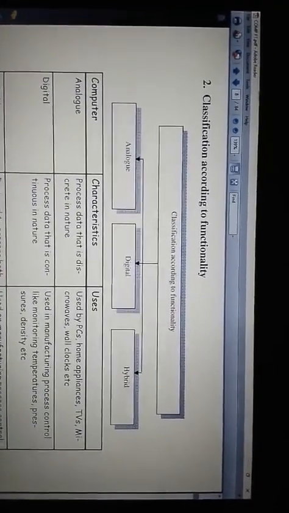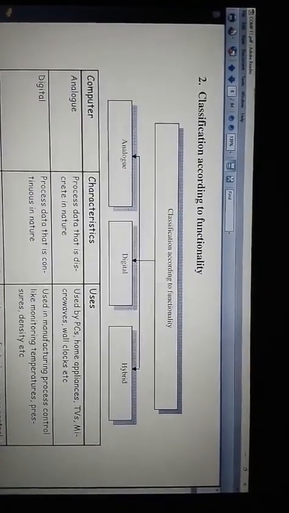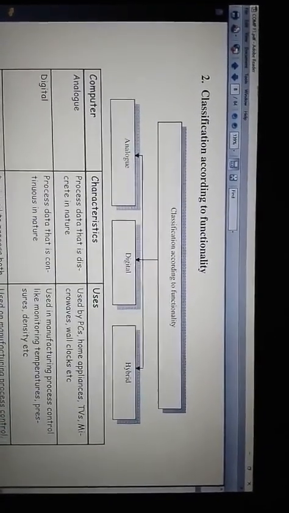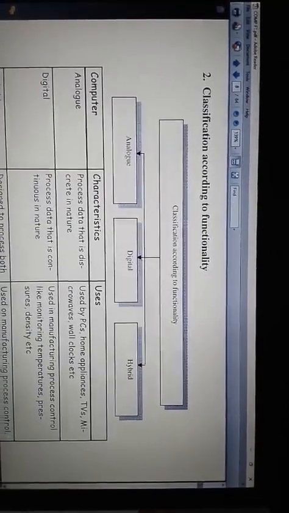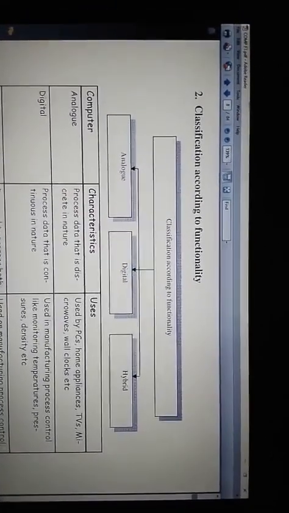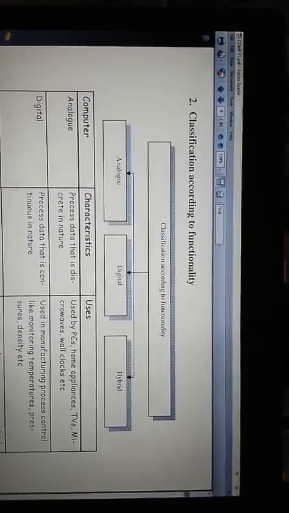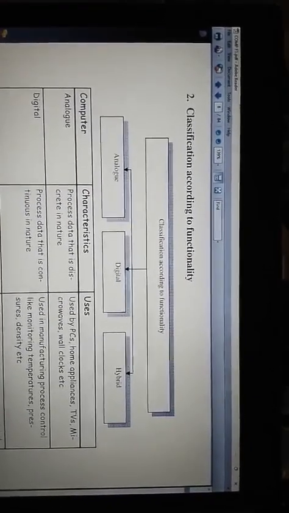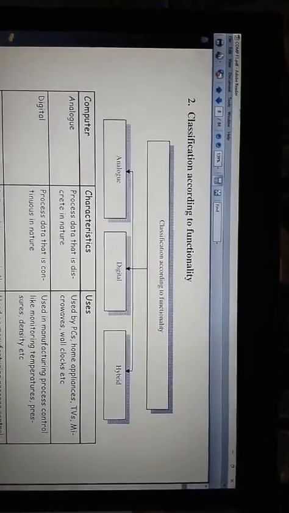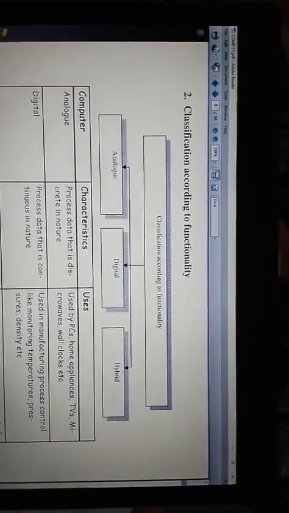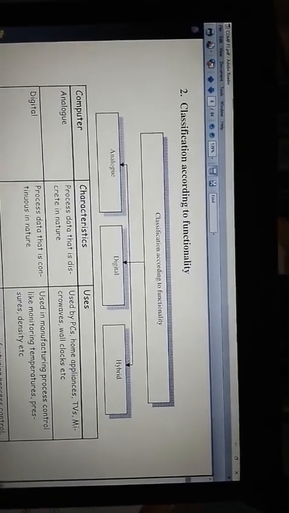Analog computers process data that is discrete in nature. When I talk about the term discrete, discrete simply means non-continuous. Non-continuous, that's what discrete means. Now, analog, in most cases, they are used at home.